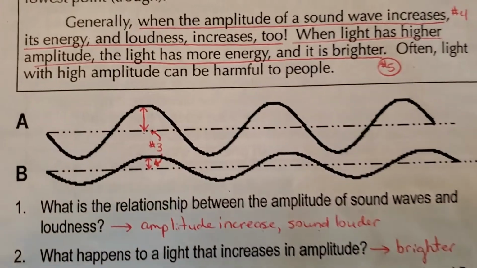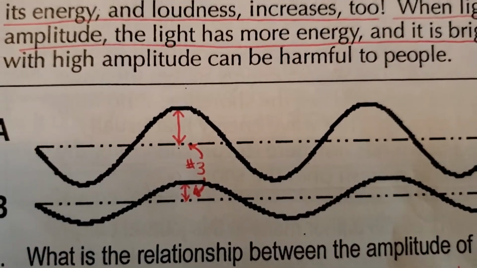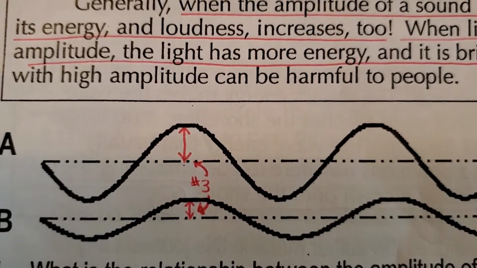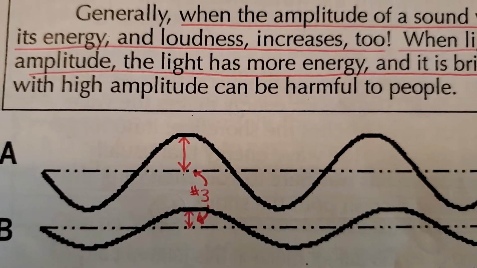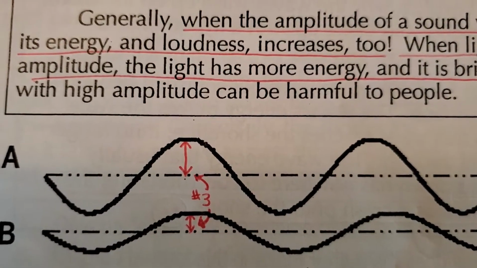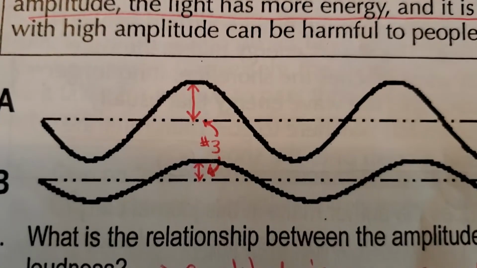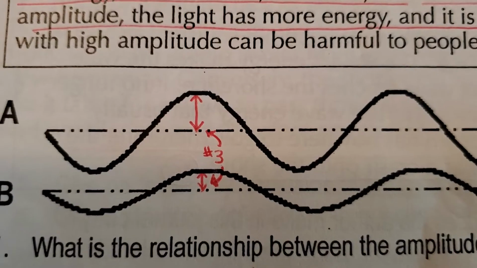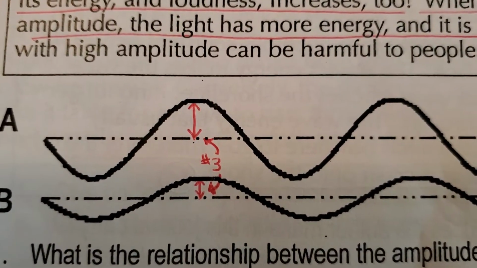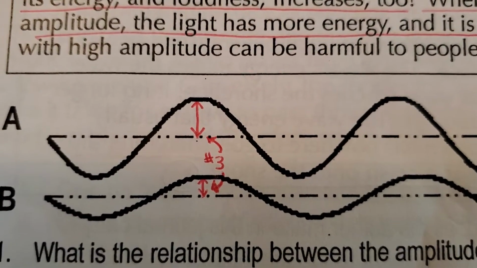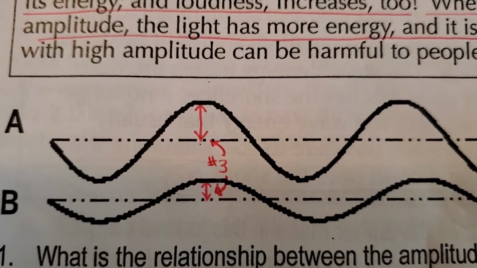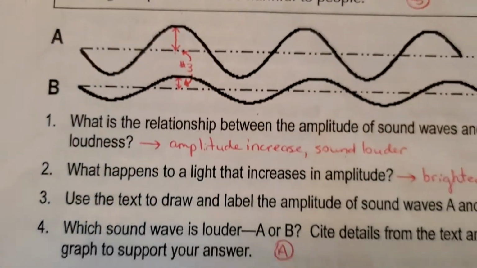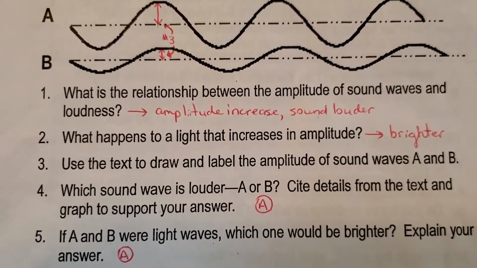Number 3, use the text to draw and label the amplitude of sound waves A and B. Well, we did that up here. As you can see for the top wave, I made a line with some arrows from the middle of the wave, that dotted line, to the crest. That's the amplitude of that top wave, wave A. And I did the same thing for wave B, from the middle, the dotted line, to the crest. So you can see the difference, for sure, between the amplitude of A and B. Obvious difference there. And now they're going to ask you a question about it.